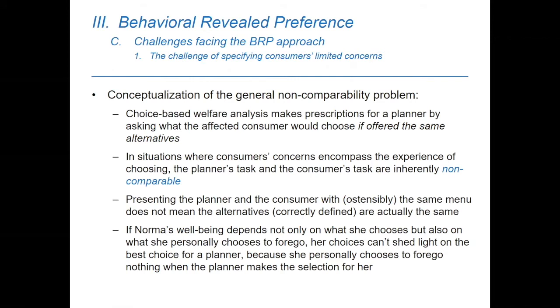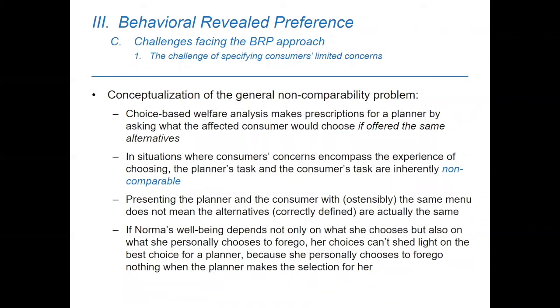Here's a way to conceptualize the general non-comparability problem. Choice-based welfare analysis is making prescriptions for a planner. It's saying this is what the planner should do for the individual by asking what the affected consumer would choose if the affected consumer were offered the same alternatives. What we want to do is have the planner mimic the consumer. Now, in situations where the consumer's concerns encompass the experience of choosing, the planner's task and the consumer's task are inherently non-comparable. Presenting the planner and the consumer with, at least ostensibly, the same menu doesn't mean that the alternatives, correctly defined, are actually the same.